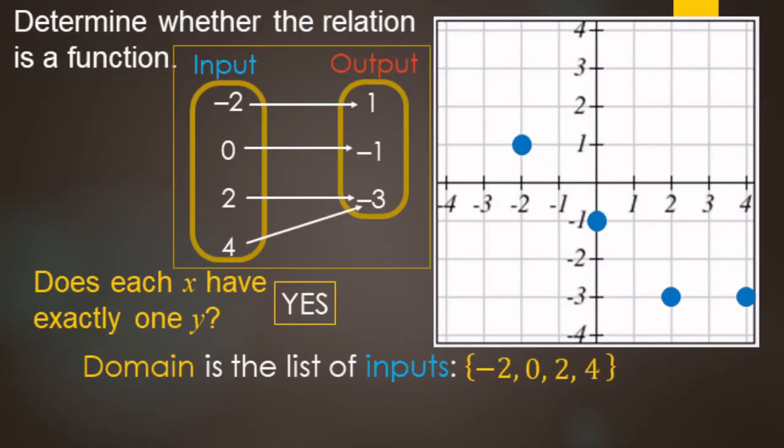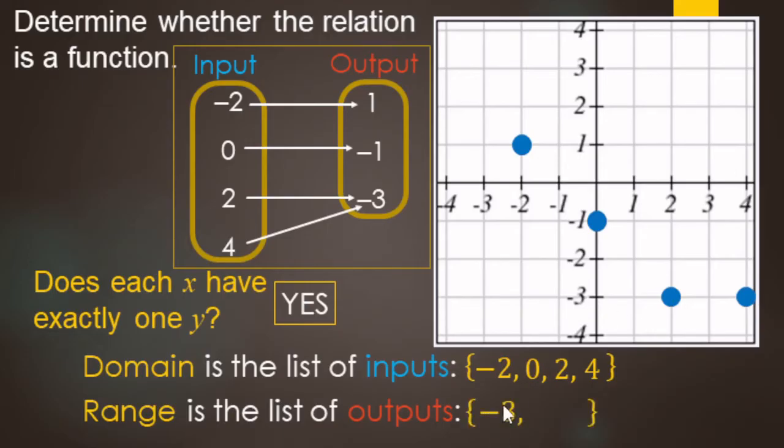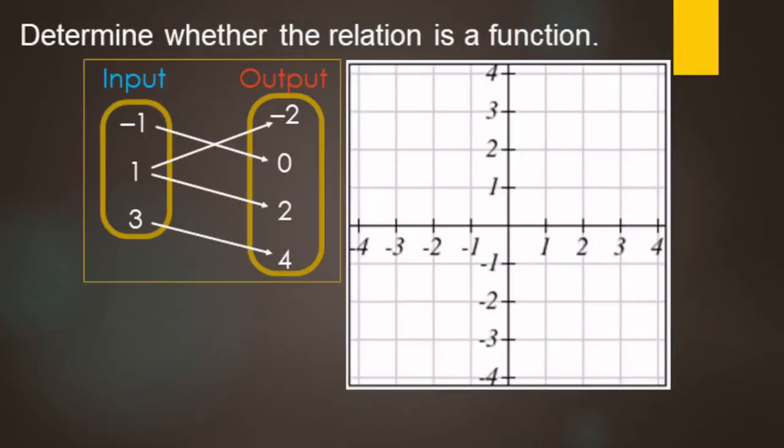And then range, that's your list of outputs. So on the mapping, it shows up here, and then on the graph, it shows up on the y-axis, okay? So starting from smallest to biggest, we have a -3 there. So -3 is one of the members of the range, and then up to -1, we got a dot there, so that's also part of the range, and then +1 also has a dot there for +1 on the y-axis. And again, we can also look here to get that same information.